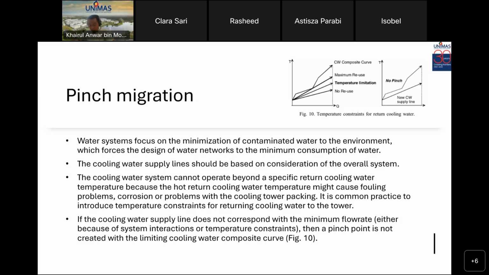So if the cooling water supply line does not correspond with the minimum flow rate, either because of the system saturation or the temperature constraint, because of the third point here, the setting could be between minimum flow rate, maximum reuse, and no reuse parallel arrangement, as shown in Figure 10.